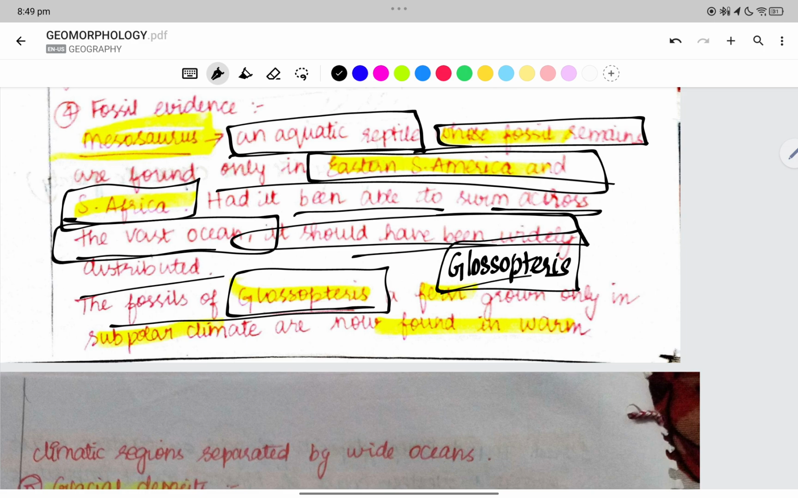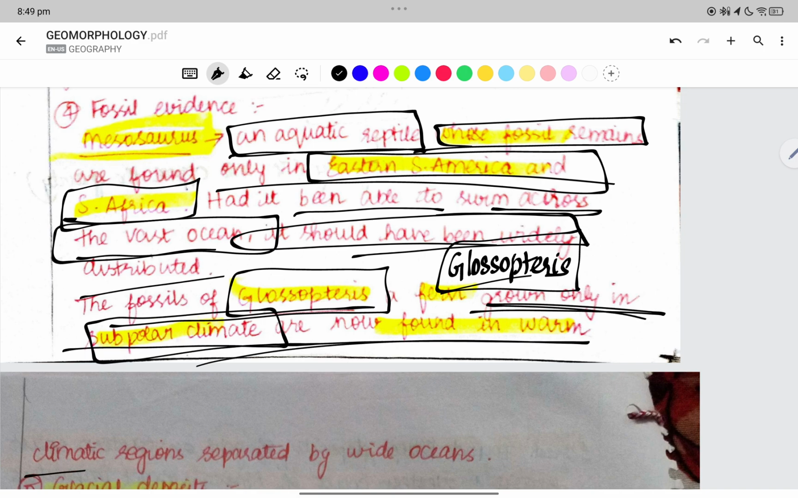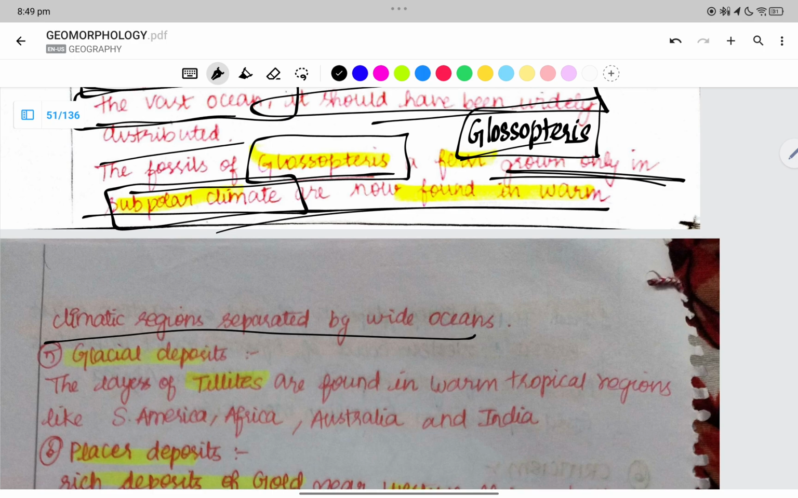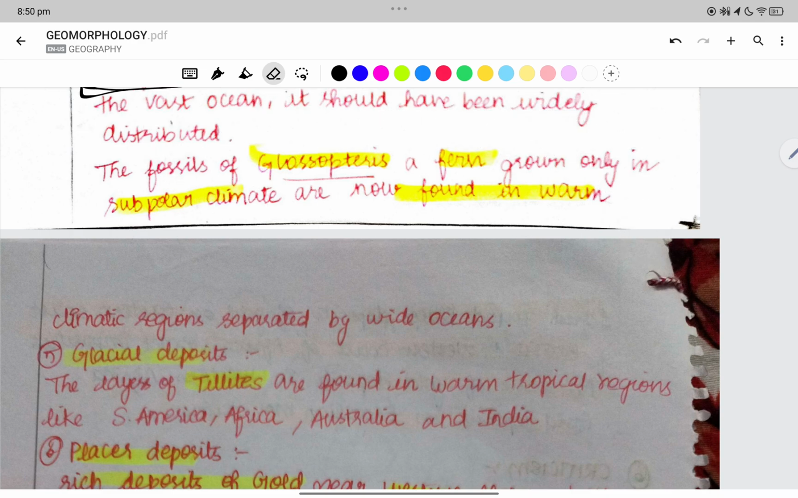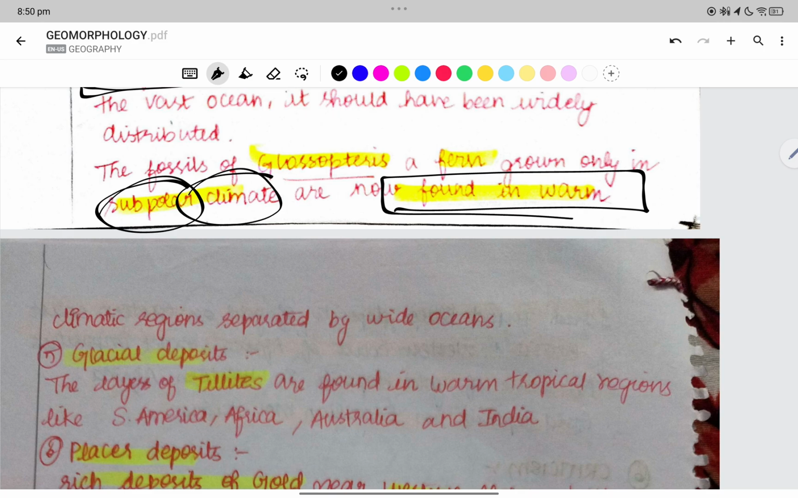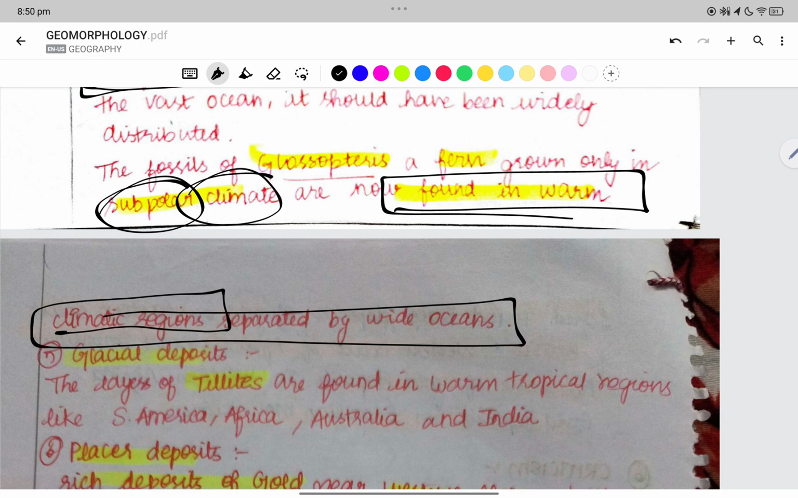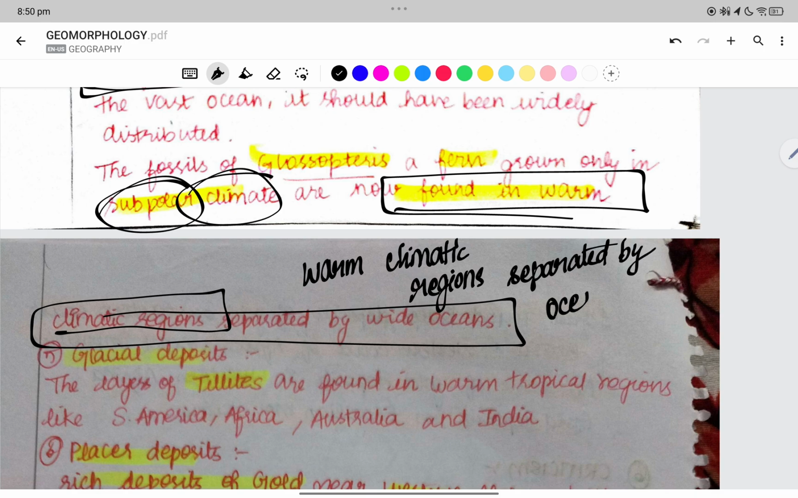The fossil of Glossopteris is a fern which grew only in the subpolar climate, but is now found in warm climatic zones which are separated by wide oceans. So the fern was found only in the subpolar climate, and now it is found in warm climatic regions, and these regions are separated by wide oceans.